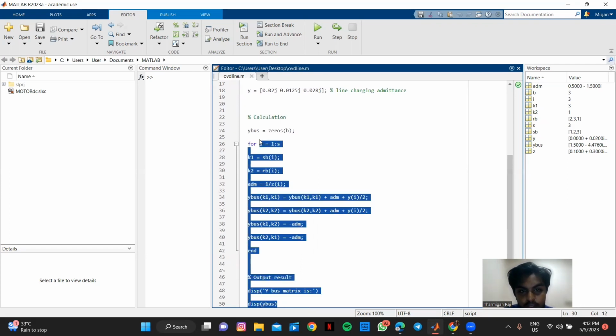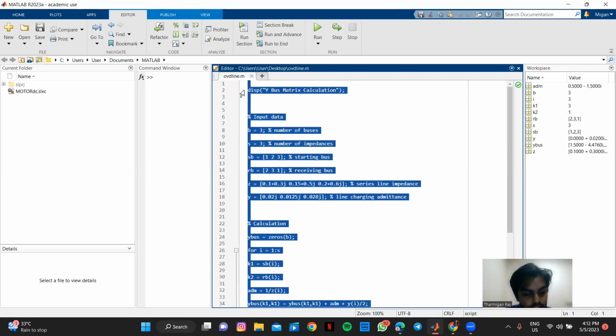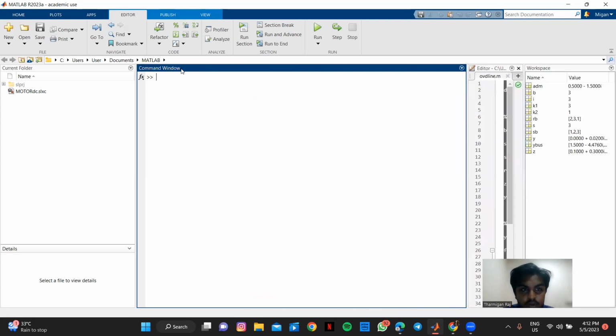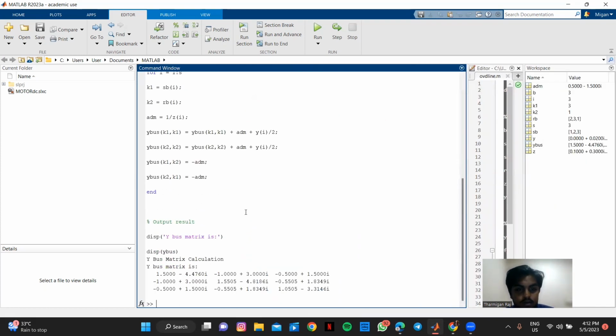We just have to copy this edited code and put it in the command window here. Just copy, paste and enter. So this is the Y bus matrix, the results. As you can see, this matrix is a complex symmetric matrix of size 3 by 3, as expected for a 3 bus system.